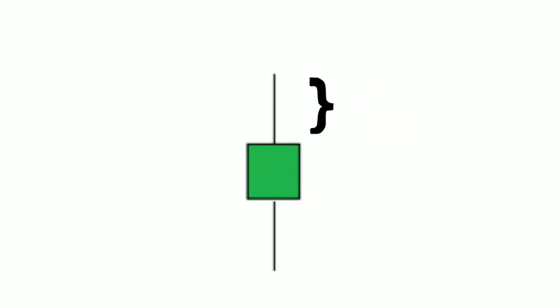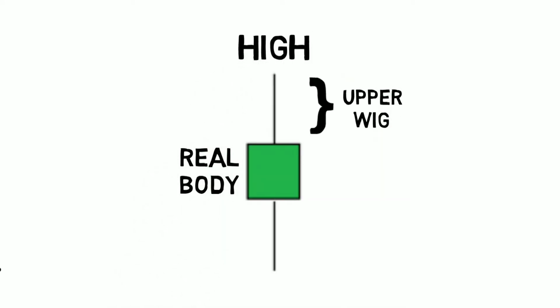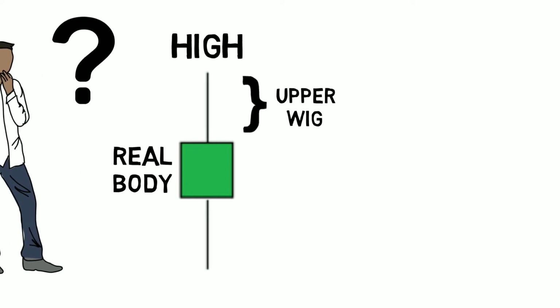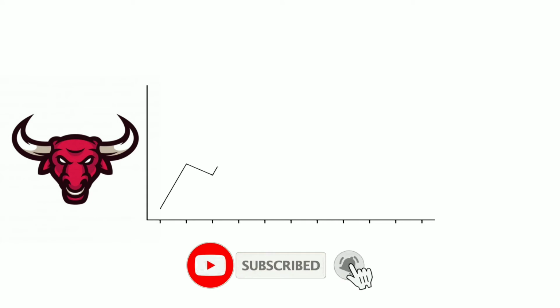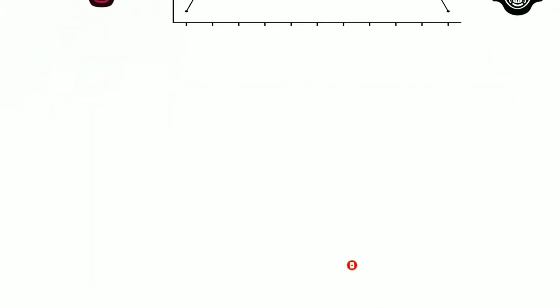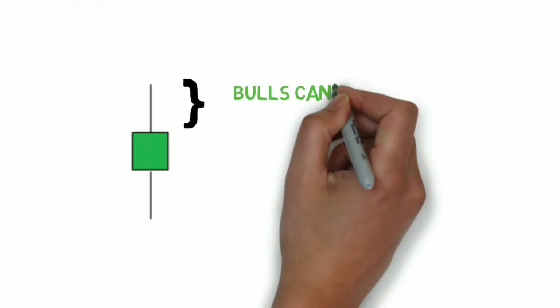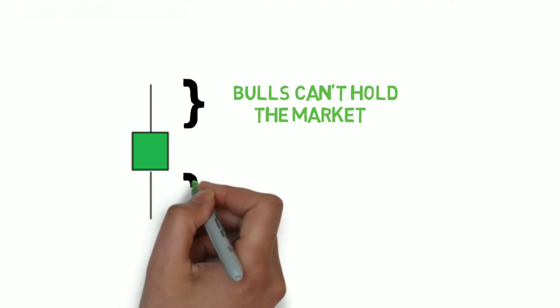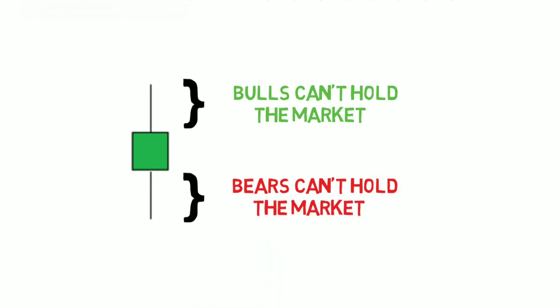Now move to its upper wick. The upper shadow or wick connects the real body and the high price. But do you know why an upper shadow forms? When the bulls of the market take the price to higher levels, but the bears again take down the price, then an upper shadow forms. So this wick tells us that the bulls of the market can't hold the price at higher levels. In a similar way, the lower shadow tells that bears can't hold the price at lower levels.